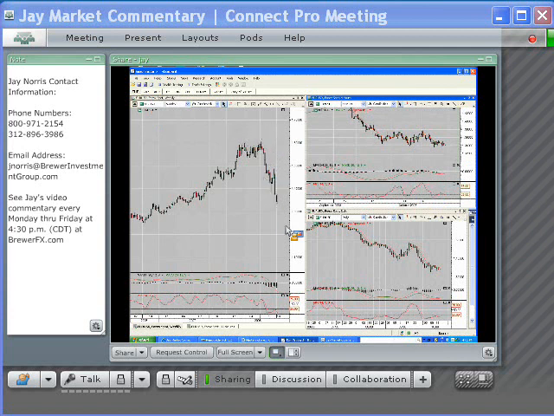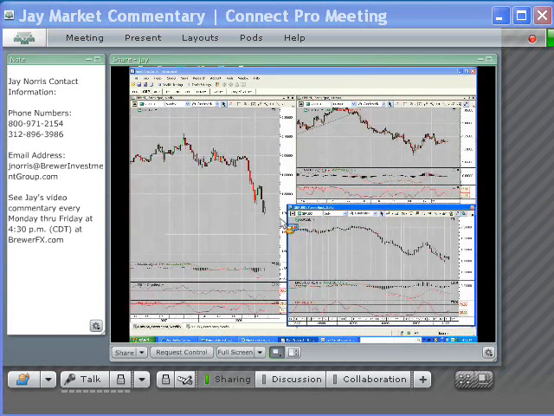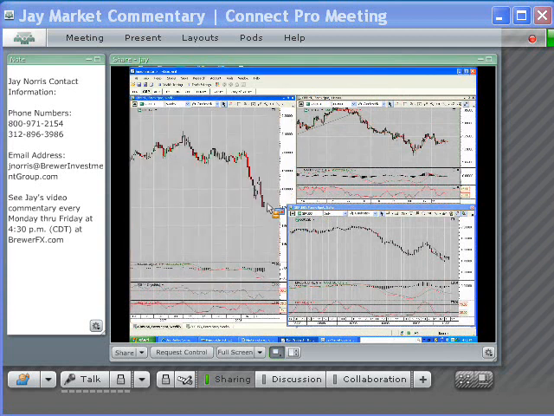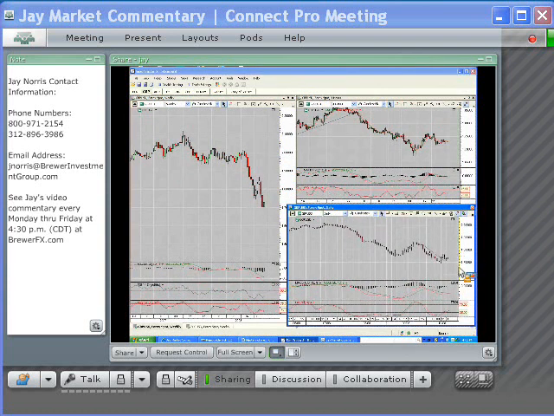Next market, the British pound. Weekly chart on the left here, still down pretty hard. We had an inside week this week. That shows a little bit of indecision, I suppose.